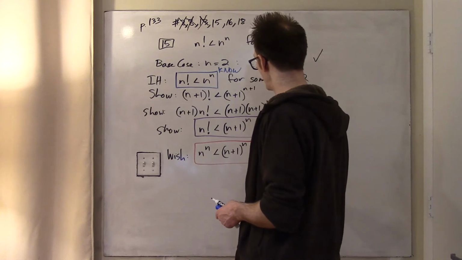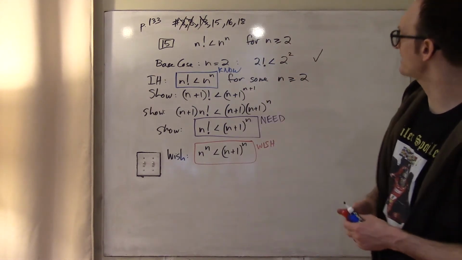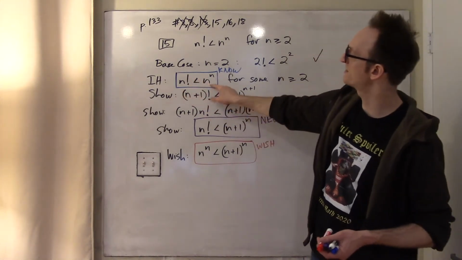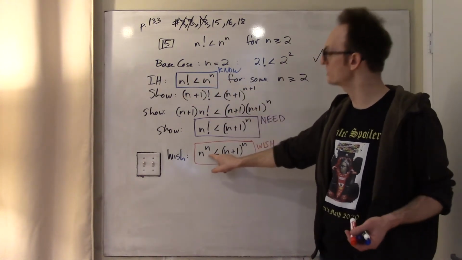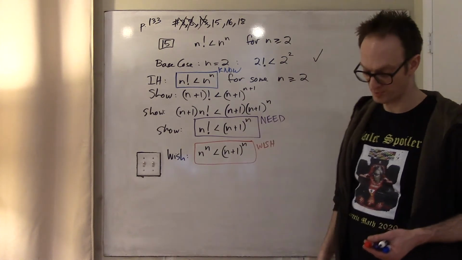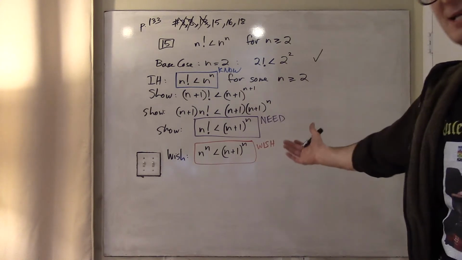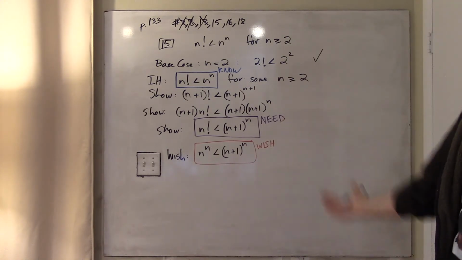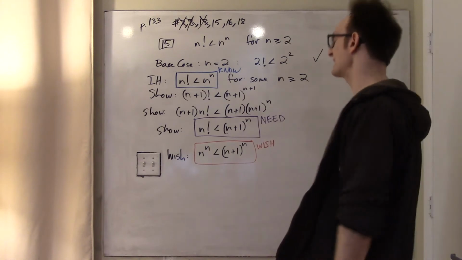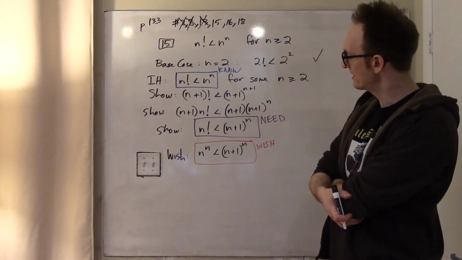Because if this were true, then I could say that n factorial is less than n to the n, which I know, which in turn is less than n plus 1 to the n, and therefore by transitivity I get the thing in the purple box. Okay, and so what can I say about this wish? Well, it's just obviously true, and exactly how much more we write here is maybe up for debate.